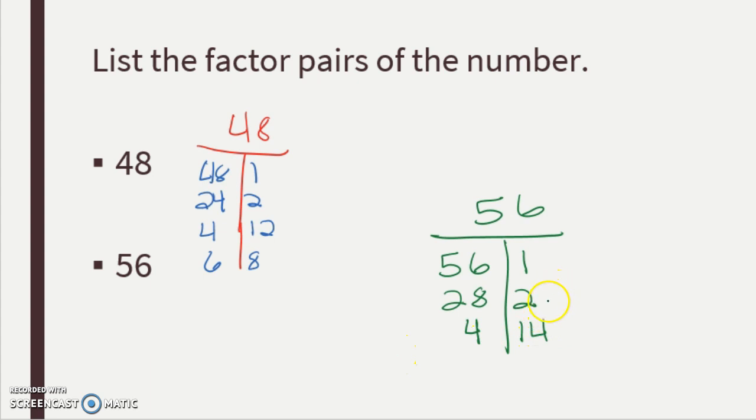6 can't go in. 7 can't go in. 8 cannot go in. Oh no, 8 can go in because 7 times 8 is 56. So we have 8 and 7. And those are our factor pairs for that one.